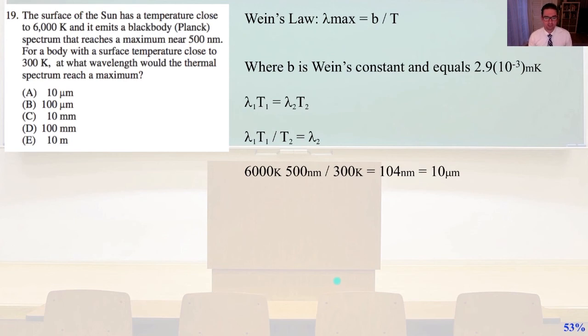So we can simply say that lambda 1 T1 equals lambda 2 T2, and therefore lambda 2 is simply equal to lambda 1 T1 divided by T2. So plug in your numbers, and that comes out to be 10^4 nanometers, which is 10 micrometers. Refer back to your chart on the cover page for those units. So that is going to be answer A.